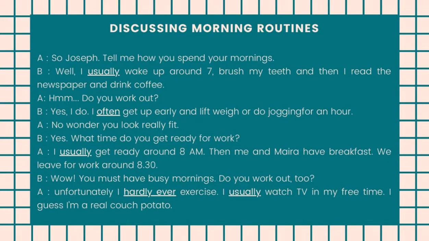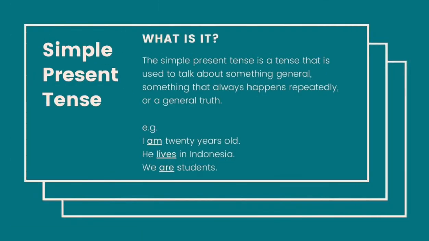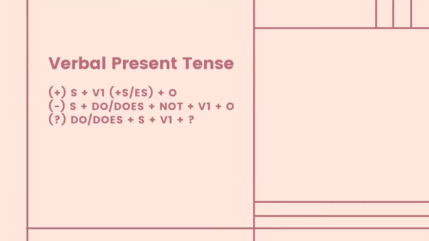Do you recognize the language feature or tenses in the conversation? What is it, the tenses? Look at this. I usually wake up around 7. So, it used simple present tense. Okay. Now, what is simple present tense? Simple present tense is a tense that is used to talk about something general, something that always happens repeatedly, or a general truth. Okay? And there are two kinds of simple present tense, verbal and nominal.